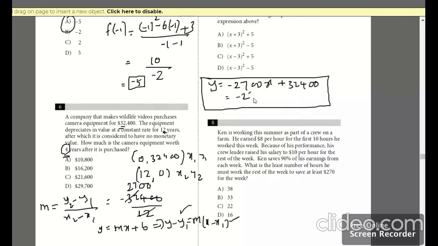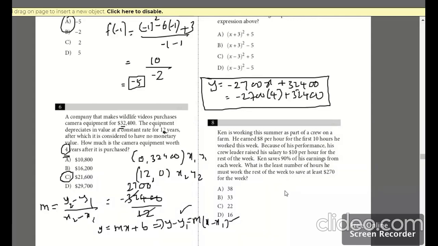So how much it depreciates after 4 years is your x. With that logic also you can work it out. So 32 minus 10,800 would give you 21, which is going to be the C. That's how you're going to solve it. Moving on to the next question.